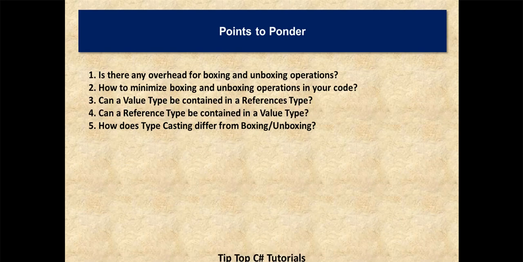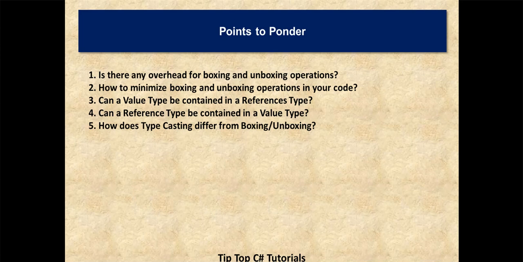So there will be a lot of questions around this, certain points to ponder. The first question that comes to your mind could be, is there any overhead for boxing and unboxing operations? Because we have seen a lot of things in action here. We saw that the value is being moved to heap, then the reference is created and assigned to the variable. So definitely there is an overhead associated with it. And once you say there's an overhead, the next question will obviously be how to minimize boxing and unboxing operations in your code.